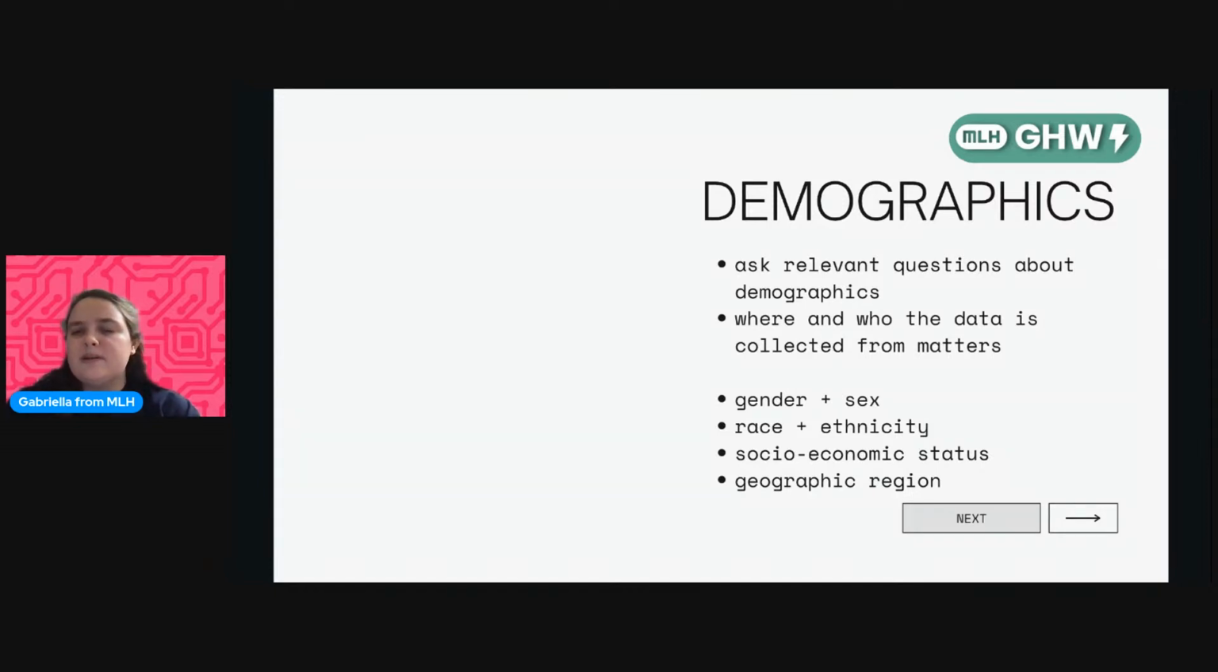Some common demographics that are used for breaking down data contextualization, if you're talking about people, are gender and sex, race and ethnicity, socioeconomic status, and geographic region. And these can all be used together. You can use one or a few of them when you're contextualizing data. It really just depends on what type of data set you're investigating and what you're interested in finding in your data set.